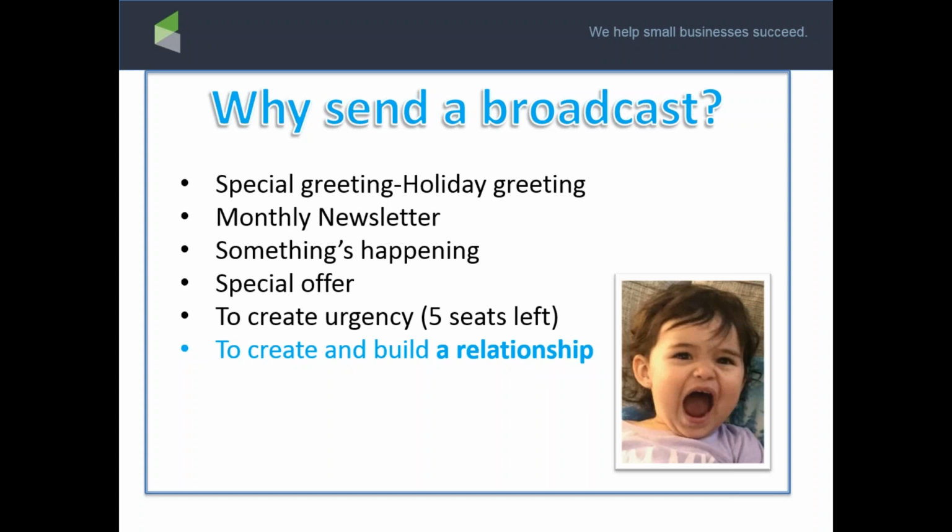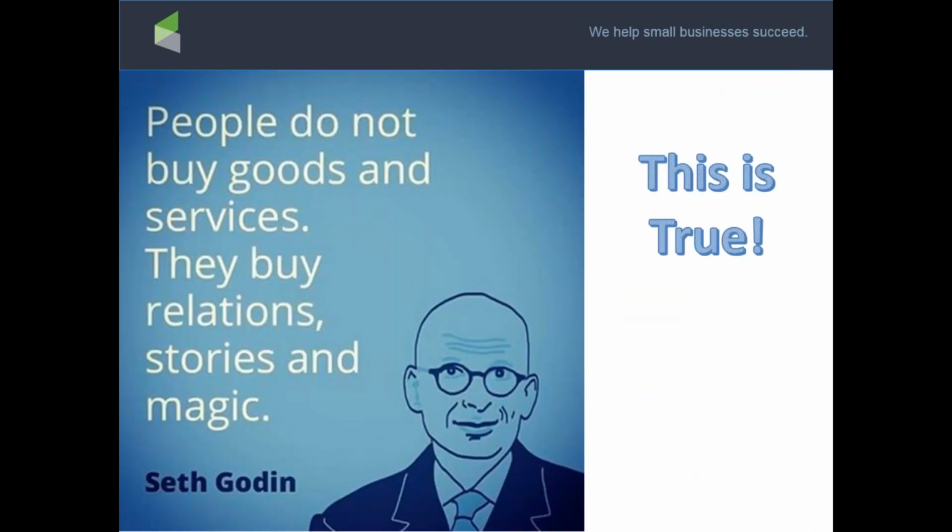And now when Nathaniel's ready to buy a product and he needs help with copywriting, who's he going to go to? He's going to go to the person that he feels comfortable with and the person that he likes, not the person that just sends him emails once a month with a deal. So it's all about building and creating relationships. And don't take it from me, but you can take it from Seth Godin, who happens to be a marketing and author guru. He says people don't buy goods and services. They buy relations, stories, and magic.